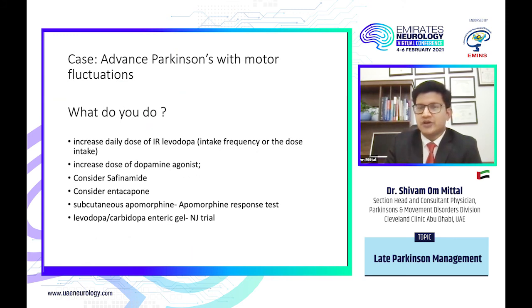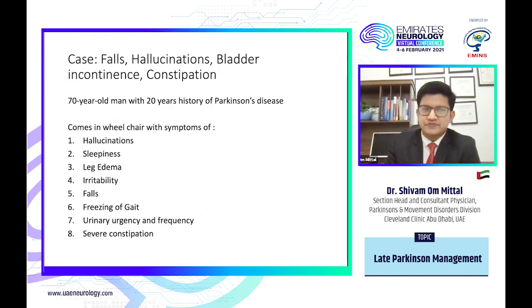And of the many options for patients with motor fluctuations, we know he is elderly, so we cannot do DBS. We know that he is having a lot of falls and balance issues. So the best option for him would be something like a Duopa pump or an apomorphine pump, depending on the response test, how much he improves with that. This is something we should always consider in advanced Parkinson's disease patients.